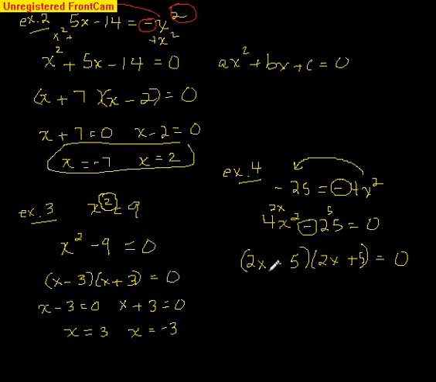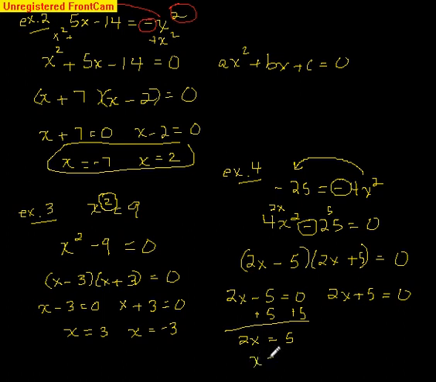Remember, with a difference of two squares, the signs are going to be different. So when we do our outer and inner, we get 10x minus 10x, and we have no middle term. We set each of these equal to 0. We're going to add 5 to both sides on this one, and we get 2x equals 5, and divide by 2, so we get x equals 5 halves.